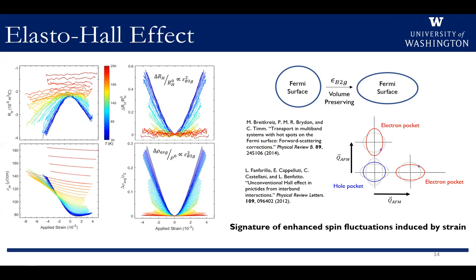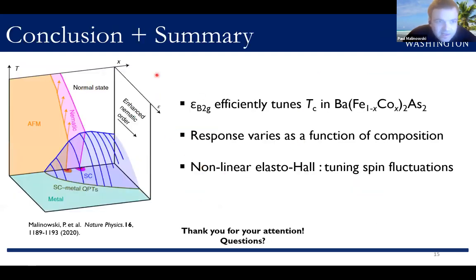So with these ideas in mind, we see that the large nonlinear Elasto-Hall effect that we observe can be interpreted as a transport signature of strain enhancing stripe-type spin fluctuations in this composition. Okay, so that brings me near the end of my time. So let me just summarize and conclude.